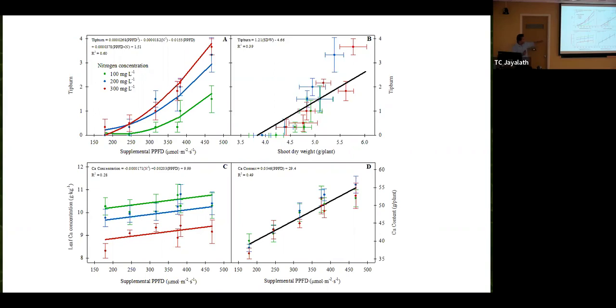And the concentration shows the amount of gram of calcium within the unit dry weight of leaf area. That's the concentration and that's the content. So if you're looking at the content, there's no difference between different nitrogen levels. So if you grow the plants at 100, 200, or 300, they all have the same amount of calcium.